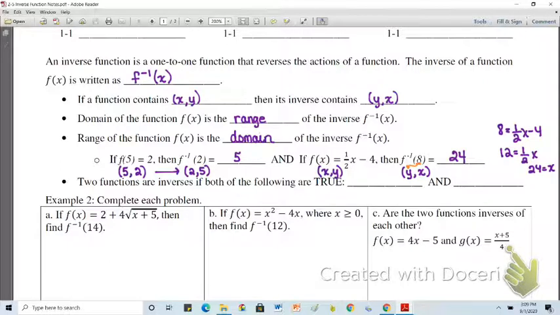We're not going to go over this last statement in this class. We will talk about it in the next class. But just as a little preview, when I compose two functions, and we're going to do composition next week, if I compose two functions that are inverses, then I will get them to equal x.